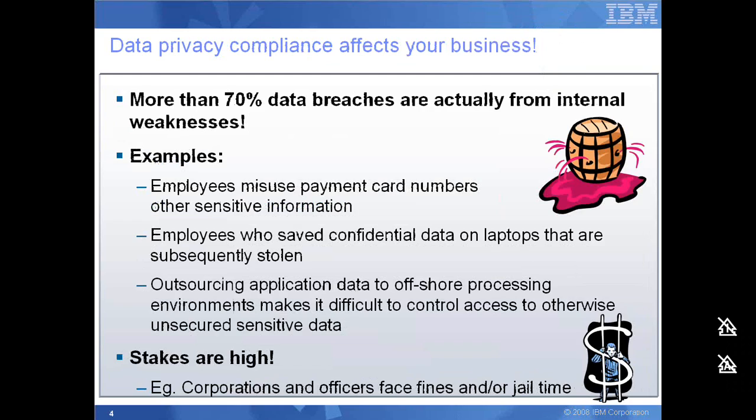Data privacy compliance affects the business, right? And many of the data breaches which have been observed are basically from internal weaknesses. Many of the companies have got culprits within their own organizations. Examples of such internal weaknesses can be employees misusing payment credit card numbers, which contain sensitive information. Right? Most often, you use it within your own company.